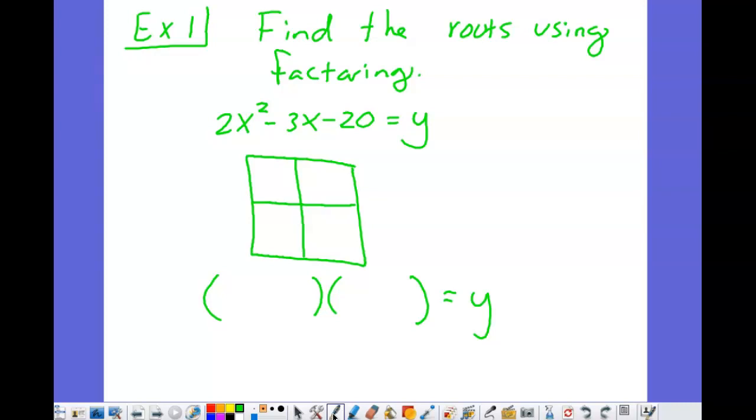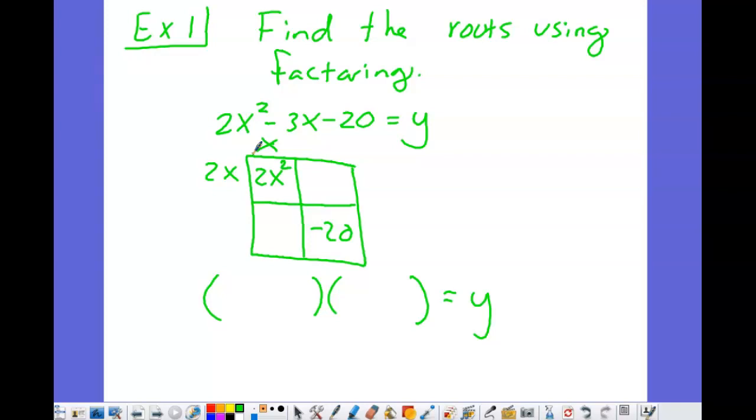All right, Adrian Hernandez, what do I do first? John, what do we do first? 2x squared on the top left. That's right. Adrian Canizales, what goes here? Negative 20. Okay. Chris, what's next? You find out what makes 2x squared. Good. So what makes 2x squared? 2x and x. Okay, so we only have one option there. It's got to be 2x and x.